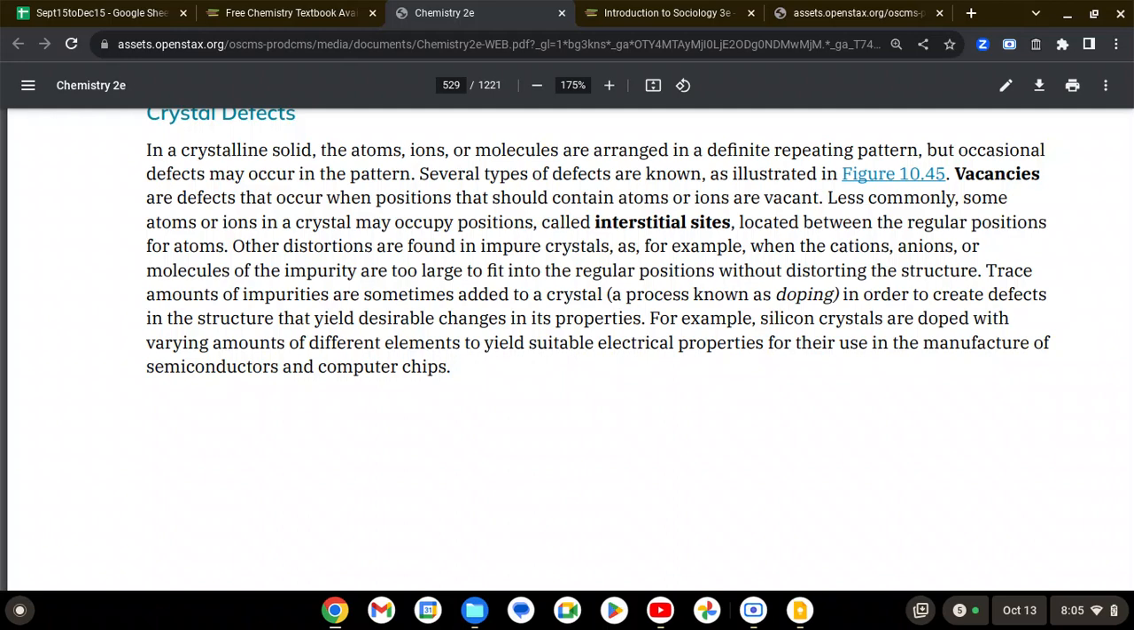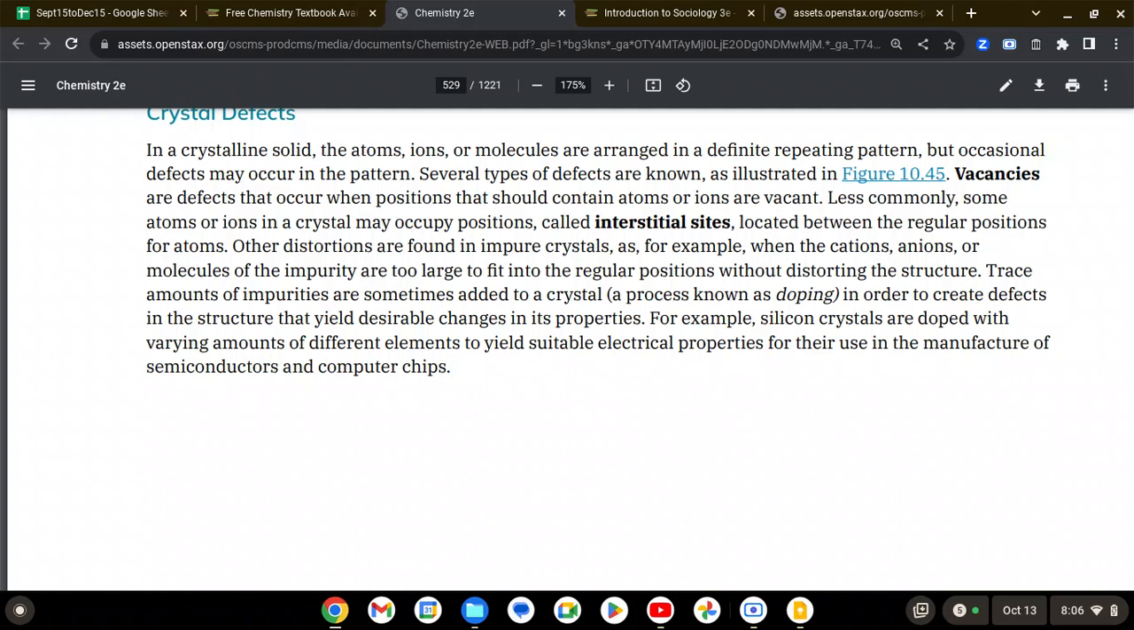Less commonly, some atoms or ions in a crystal may occupy positions called interstitial sites, located between the regular positions for atoms. Other distortions are found in impure crystals, as for example, when the cations, anions, or molecules of the impurity are too large to fit into the regular positions without distorting the structure.